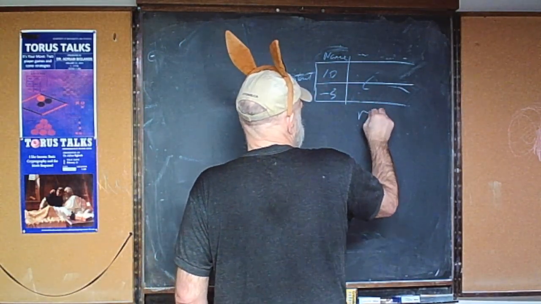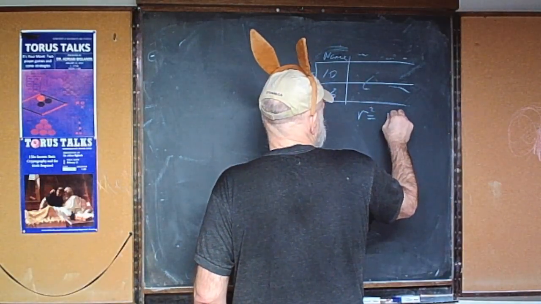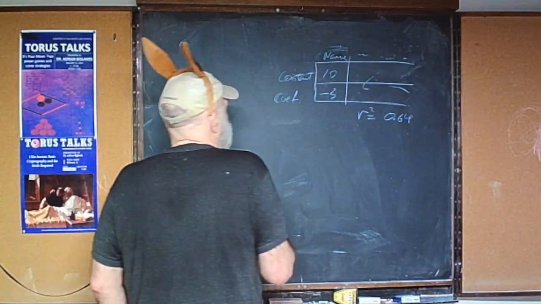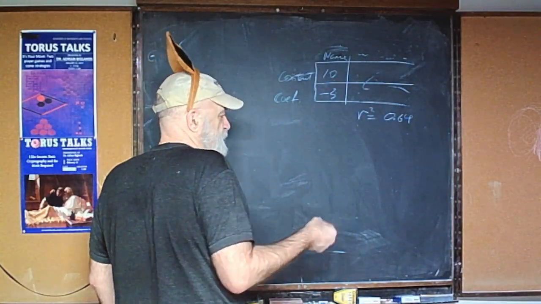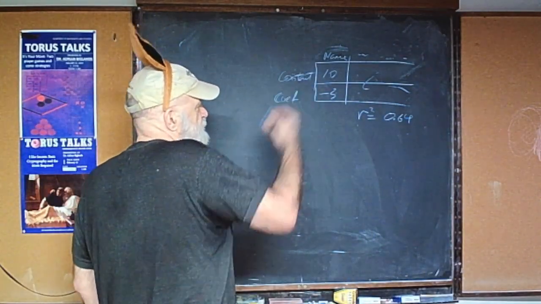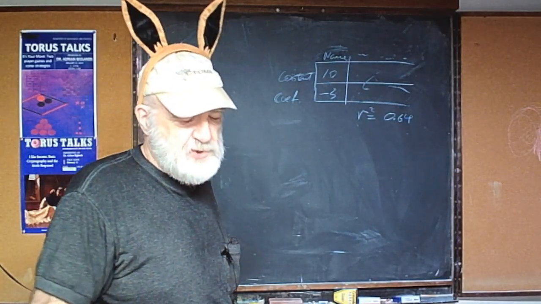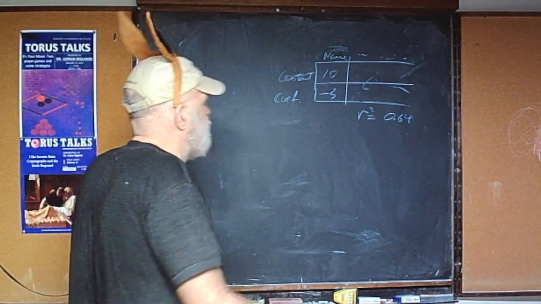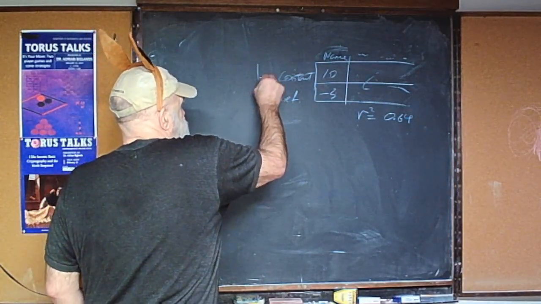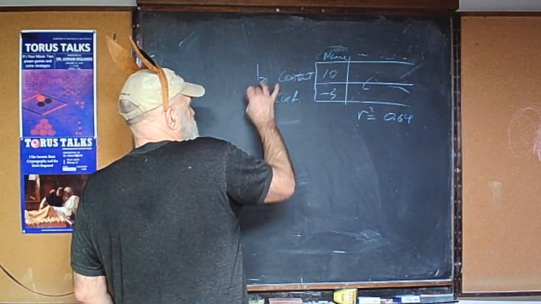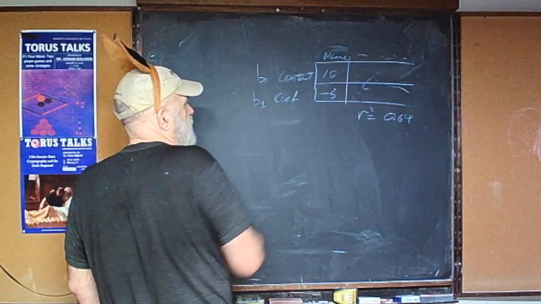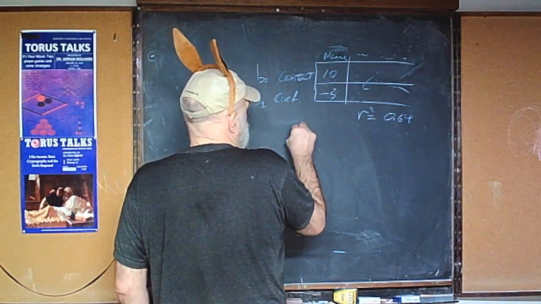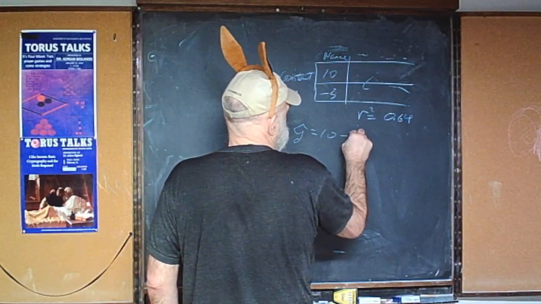You may also be told that r squared is equal to 0.64. They may say, using the information in the table, construct a simple linear regression equation and do something with it. The constant, the first row, is always your y-intercept. The second row is always your slope. So we can say that y hat is equal to 10 minus 3x.